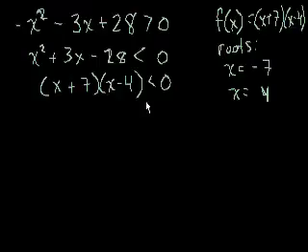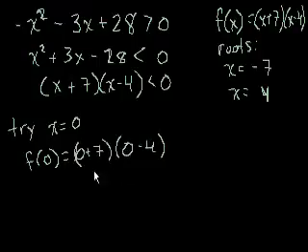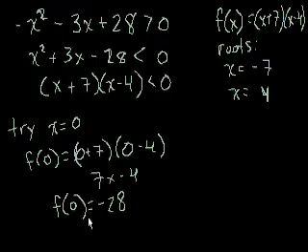So what I do whenever I'm doing this quick on a test or something, I just test numbers that are either between the roots or outside of the two roots. So let's pick a number that's between x equals minus 7 and x equals 4. Well, let's try x equals 0. Well, f of 0 is 0 plus 7 times 0 minus 4, which is just 7 times minus 4, which is minus 28. So f of 0 is minus 28.